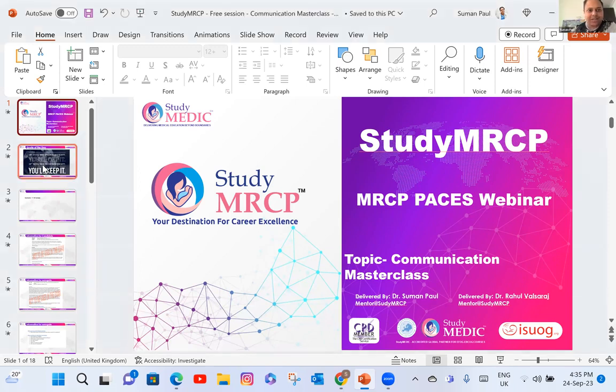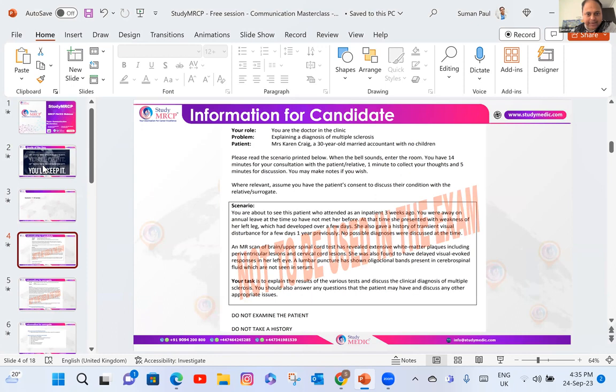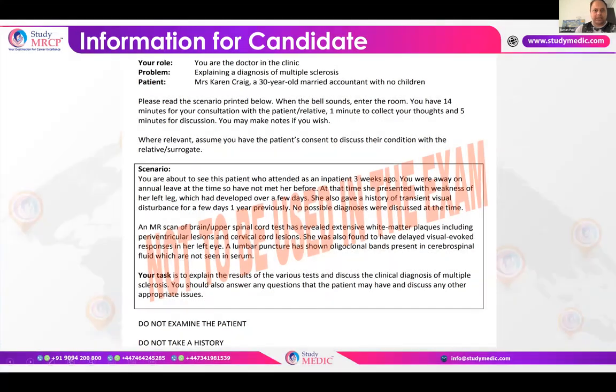Out of the participants, we need someone to actually come up and do the scenario. I'll be the patient here, the surrogate for Mrs. Karen Craig, who's a 30-year-old married accountant with no children. So we need a volunteer who would do the scenario with me. This is the scenario you can see on the screen. Have a read, and if you feel comfortable, then you can unmute yourself, start the video, and you can be the candidate for this.